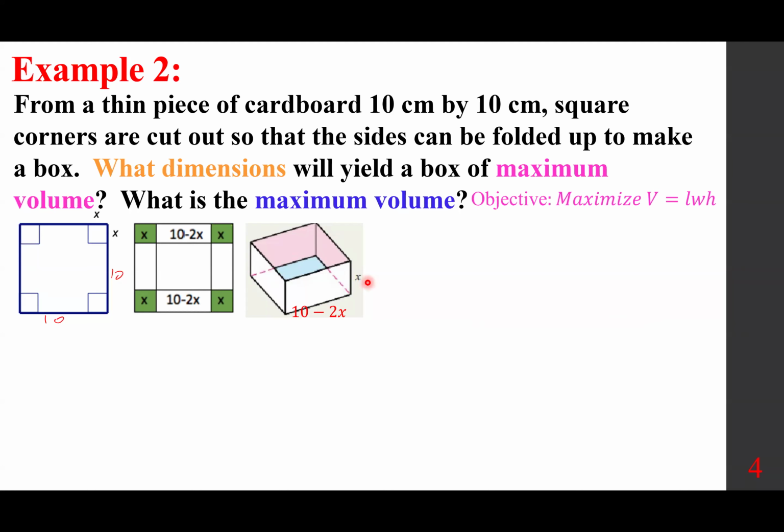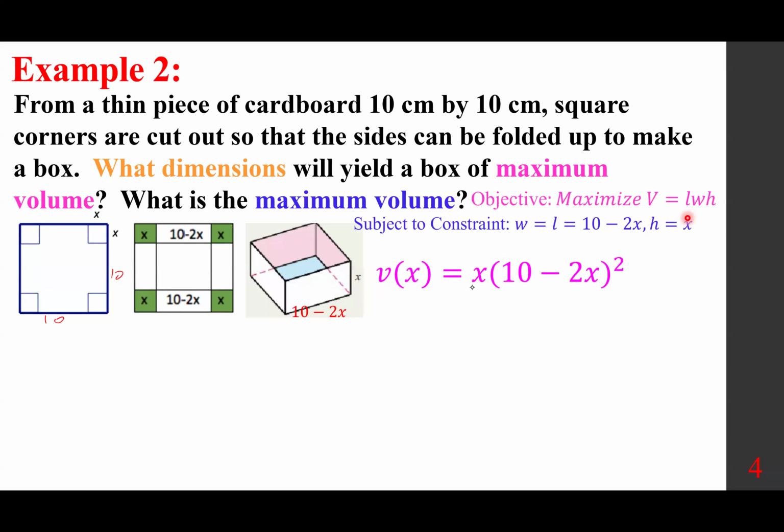And now this setup gives us the constraint. The width and the length are the same, 10 minus 2x, and the height is x. Replacing them, make it a function of one variable x. So V of x is x times (10 minus 2x) quantity squared. x must be between 0 and 5.